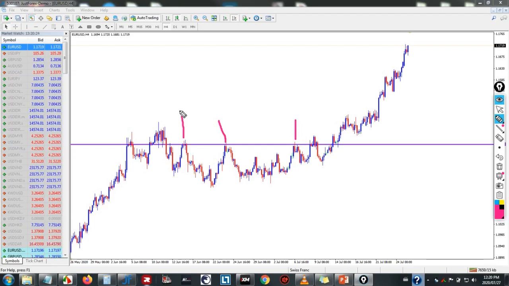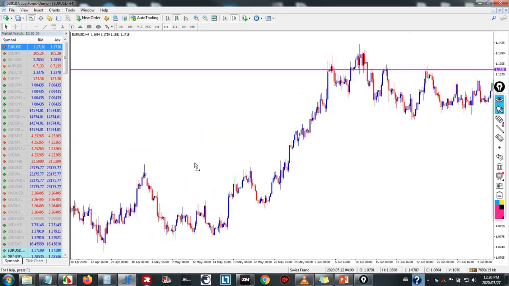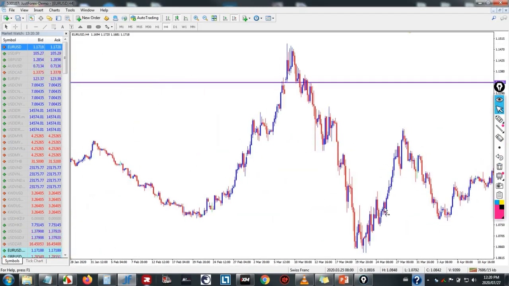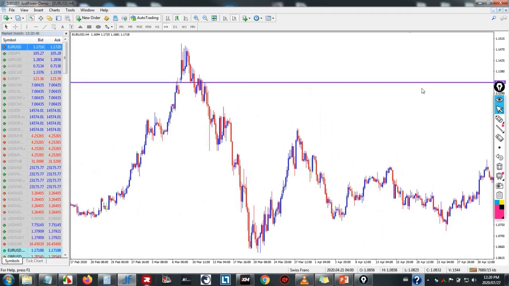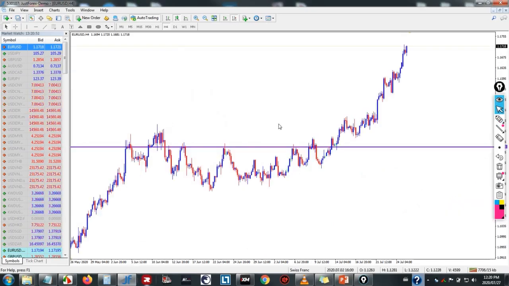Remember, we can say that this is the first, second, third, or even fourth test, because there was a rejection around the highs. So let me go back and see if this was also used as support and resistance. Here it was used as a minor support and a minor resistance, which makes this resistance a level that has been tested numerous times.